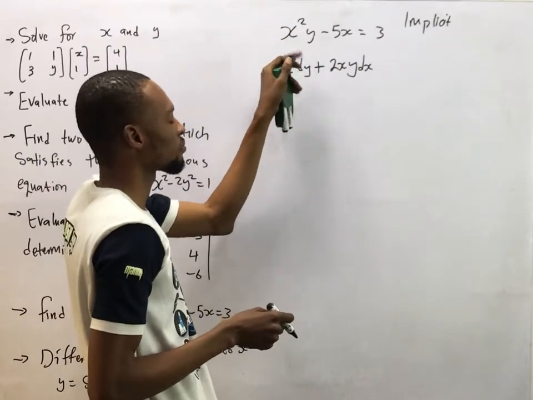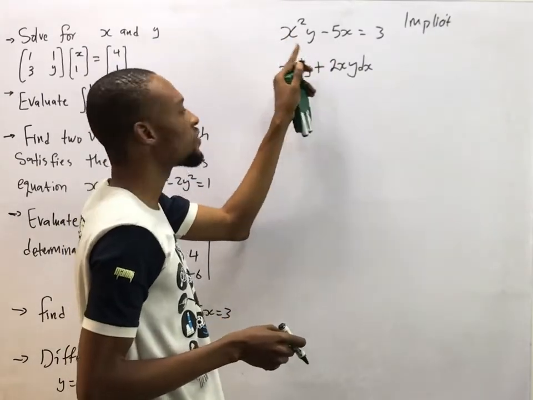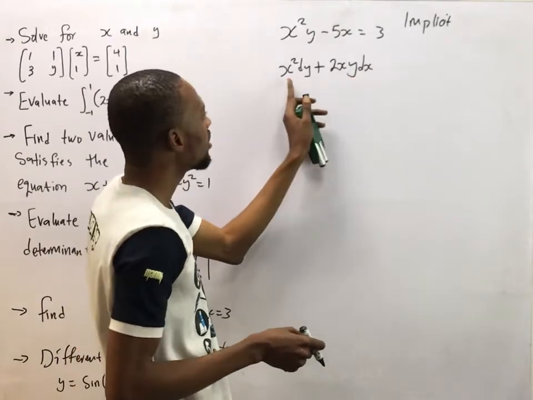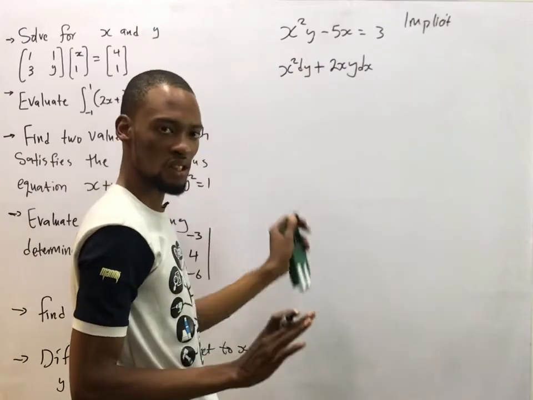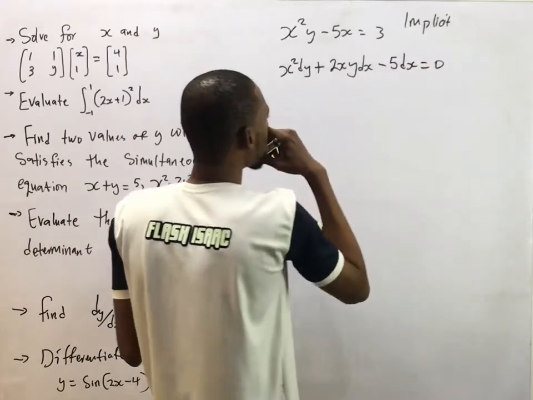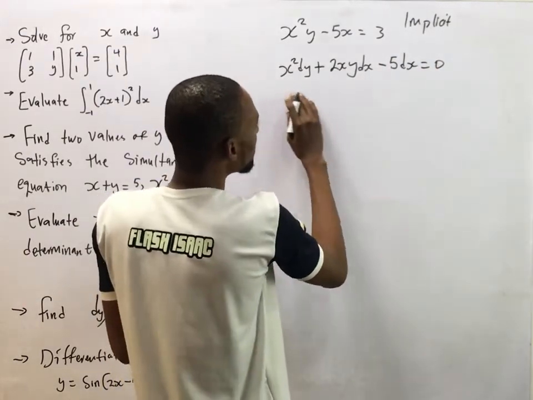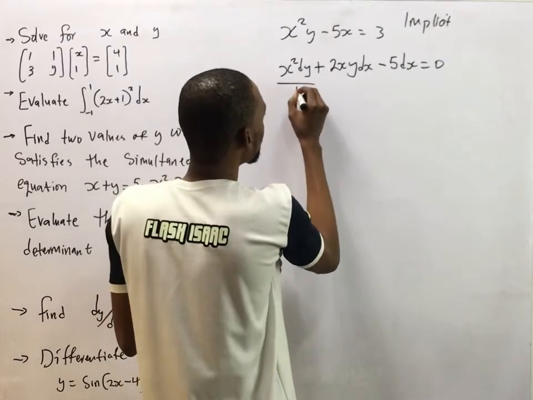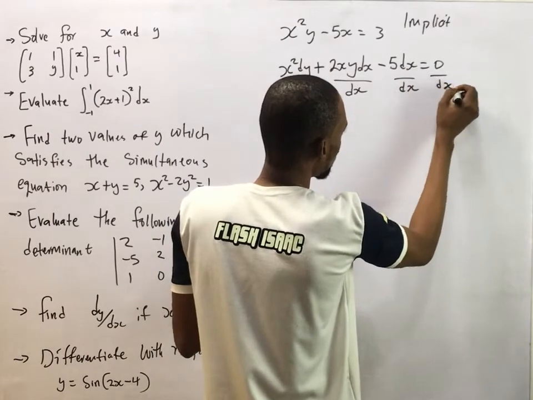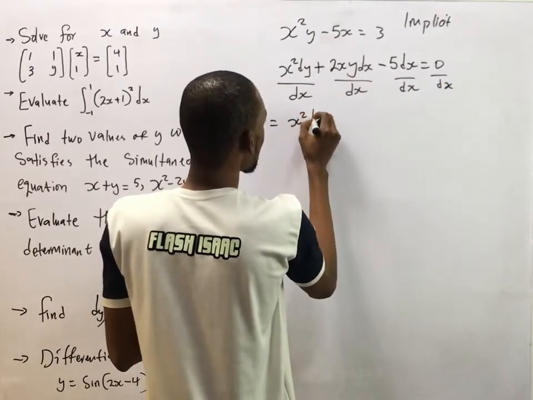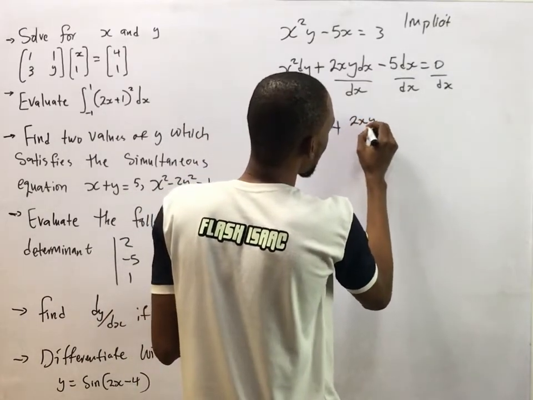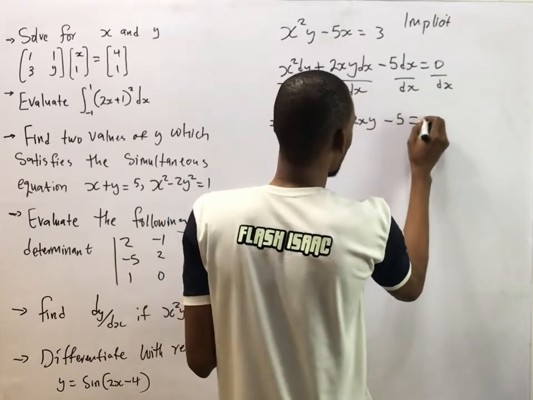So look at this, we differentiated s squared. If you differentiate s squared, you have 2s. So remaining y, that means you are differentiating with respect to s. Then here we differentiated y to get dy. So minus 5 ds is equals 0. So dividing everything by ds, this would give you s squared dy ds plus 2sy minus 5 is equals 0.